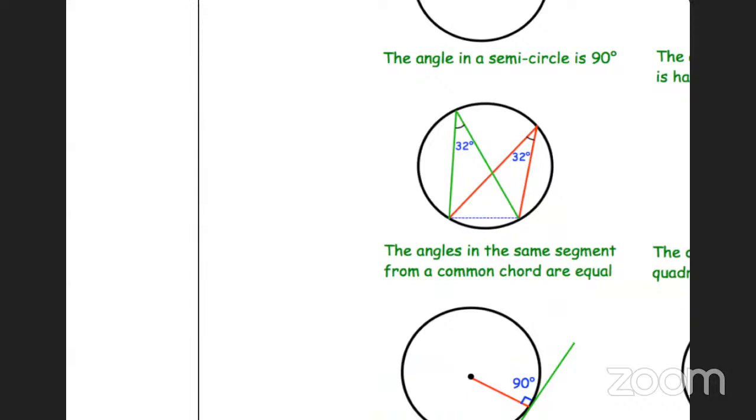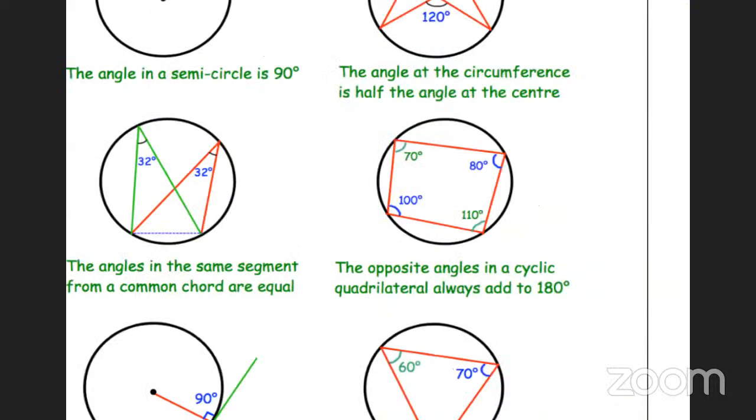Next one. This one is kind of easy to identify. It must be a cyclic quadrilateral. What does that mean? It means that all four vertices touch a circle. Once you see that, opposite angles sum to 180. This is one of the first shapes you can look for.